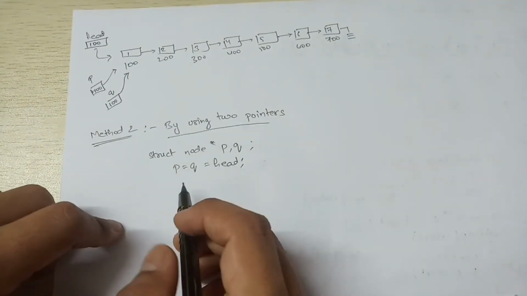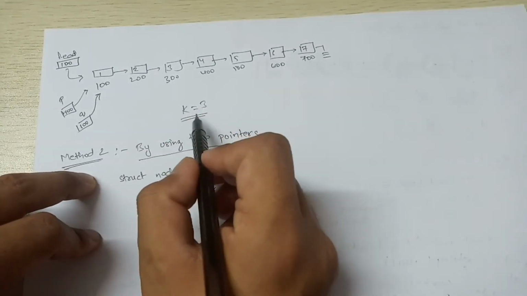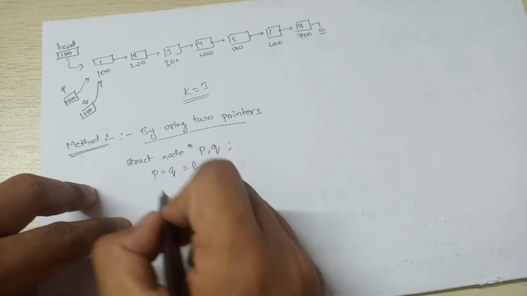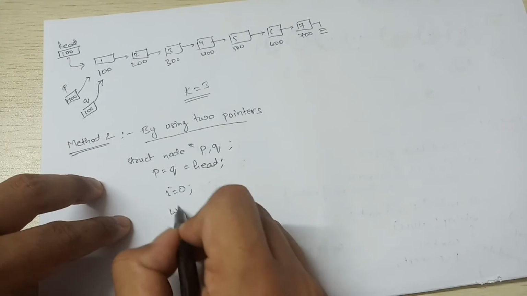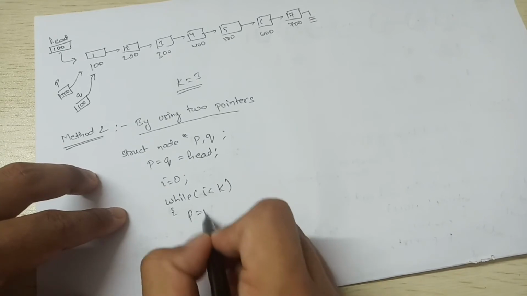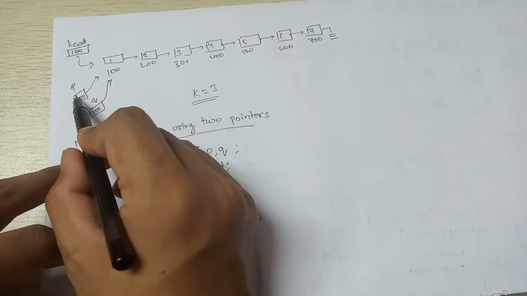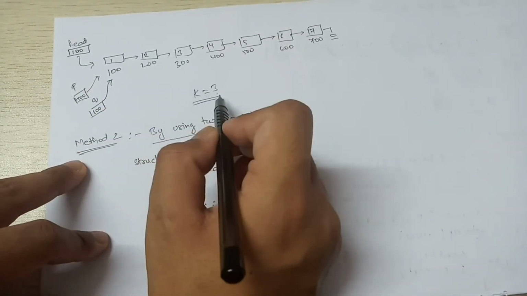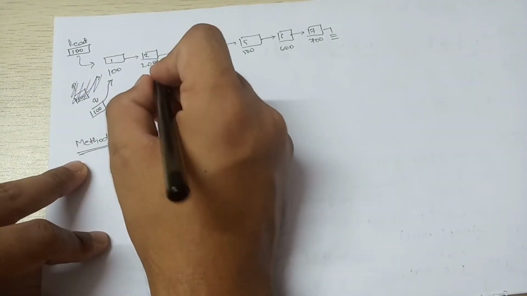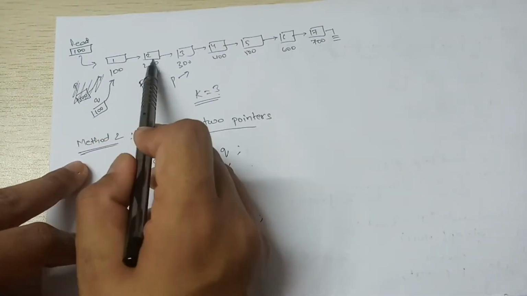Now suppose K is 3. K is given to us, so we have to find the third last node. You can say I is equal to 0, and while I is smaller than K, you just traverse the P pointer. So you traverse the P pointer 3 times, K times. P will start pointing to this node the second time, and to this node the third time. So you run P 1 time, 2 times, 3 times.